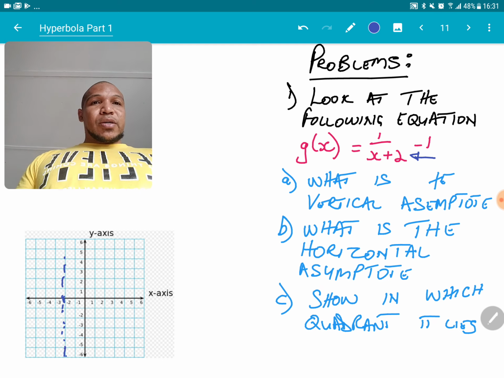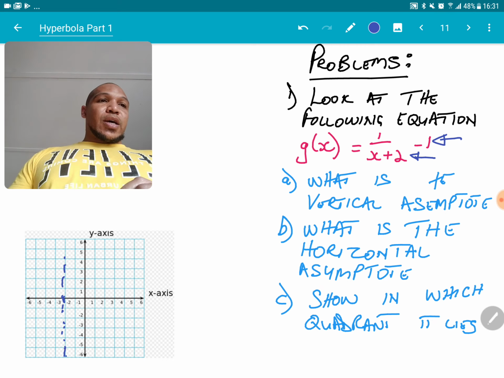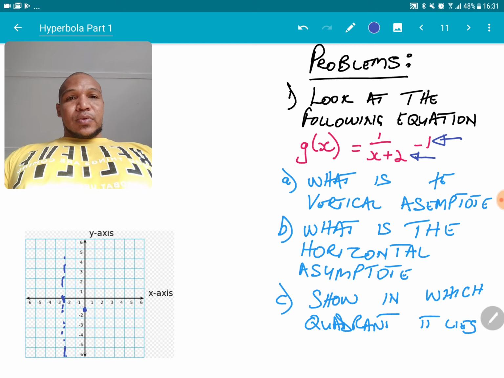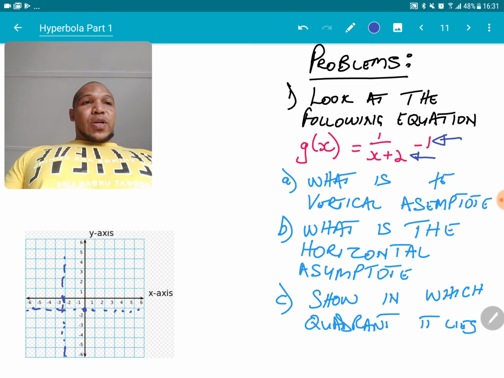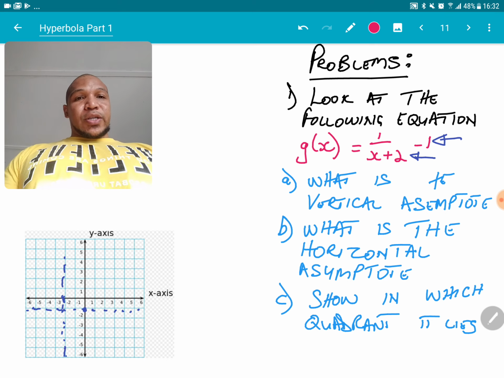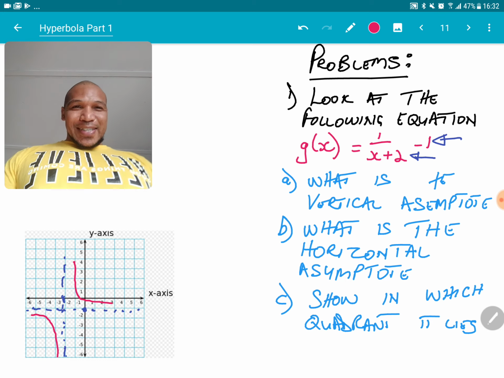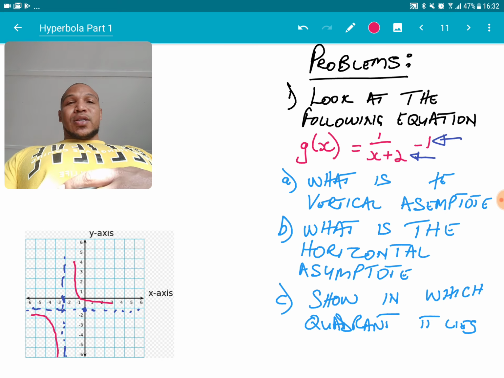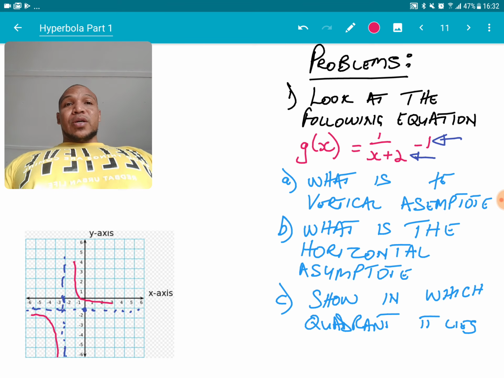What is the horizontal asymptote? Now it should be easy for you. Horizontal, look at that one there, it's negative 1. And to my line there, showing which quadrant the graph will lie. Because it's positive, it will lie in quadrant 1 and quadrant 3. And that's how easy it is. But that is the equation of the hyperbolic equation.